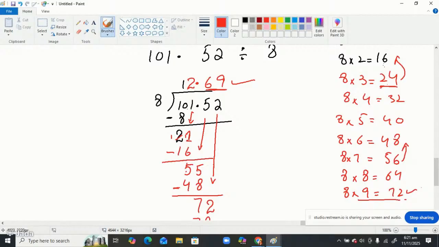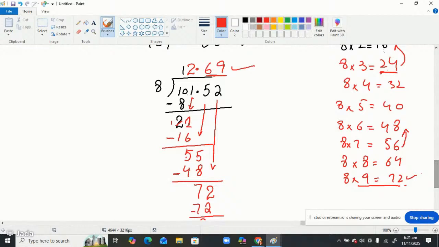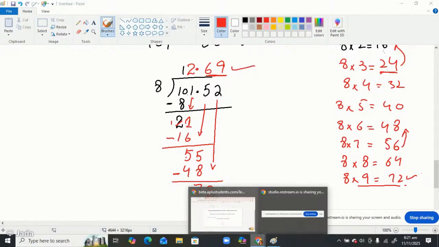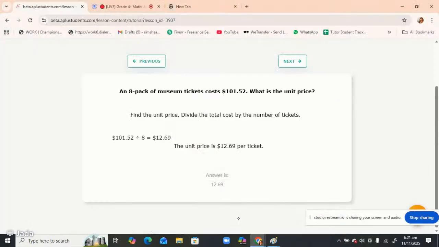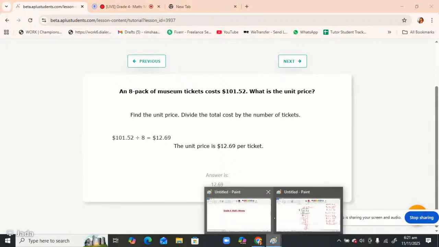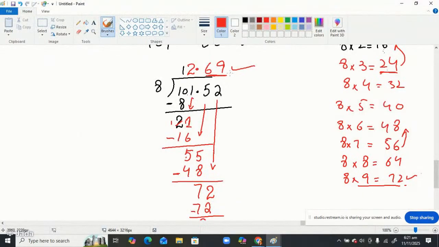This is basically division of the decimals. Hope you guys understand it. Again, look, what we do, we just solve it simply. Then there is a decimal point. We just move this decimal point up and then just solve it in the simple way. So here the answer is 12.69 and here we get the answer also 12.69 by using this.